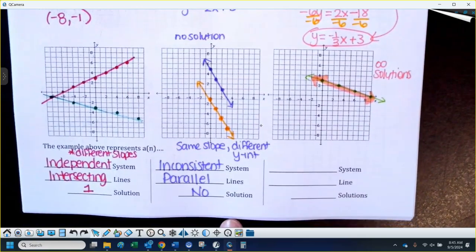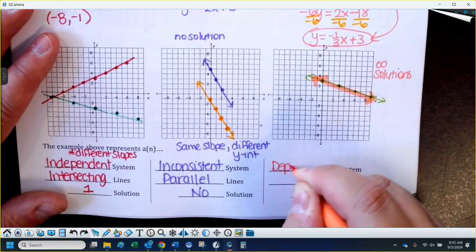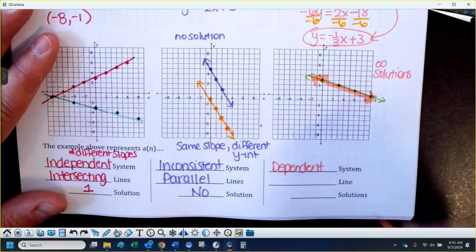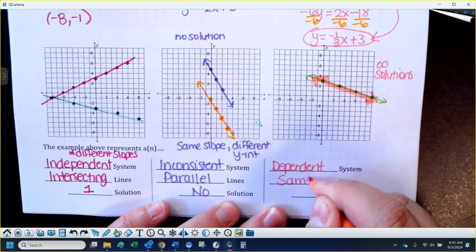Infinite solutions. Now, the special name for this one is called dependent. I don't know why, I just kind of remember this, like the lines depend on each other because they're graphed on top of each other. I don't know if that helps anybody. But a dependent system means you have the same line.